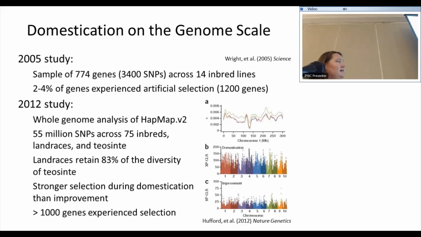The idea is that landraces retain 83% of the diversity of teosinte, with maize not very much lower than the landraces. The landraces are in red, the inbreds are in blue, and the teosinte is in green. By doing a number of different statistical analyses, they found that selection was stronger during domestication. These XPCLR scores are on the order of 150 for domestication, and much weaker, on the order of 30 or so, for plant breeding. And again, they come to the conclusion that there are approximately 1,000 genes that were targeted for selection during domestication and plant breeding, again causing differences between teosinte and maize.